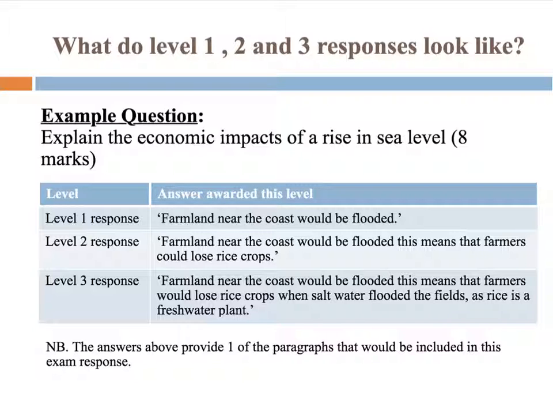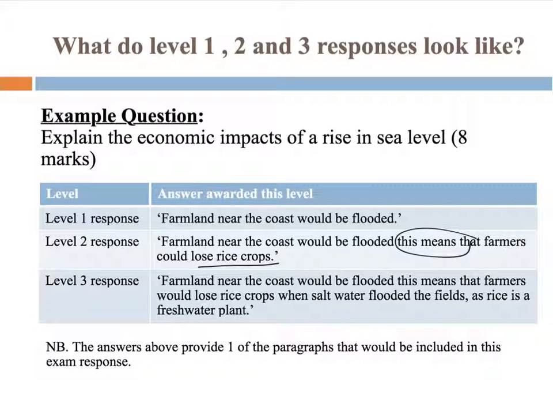A level 1 response is: farmland near the coast will be flooded. Pretty simple statement, correct problem, but really no development. A level 2 response: farmland near the coast will be flooded. This means that farmers could lose rice crops. So we are starting to explain because we've got this means that, and we've got a knock-on effect. We would lose rice crops.